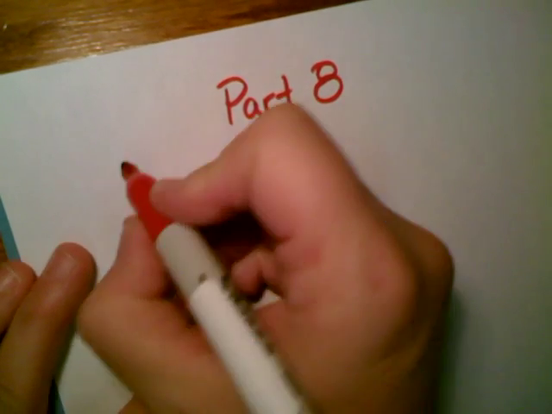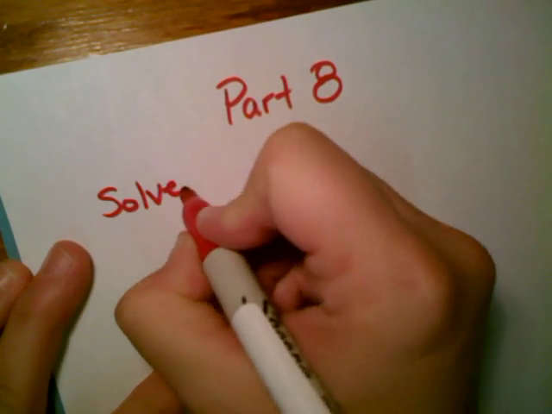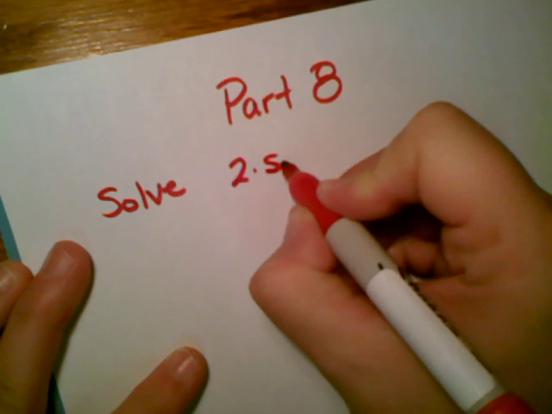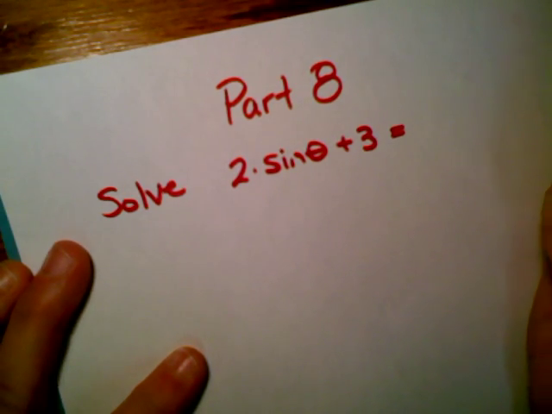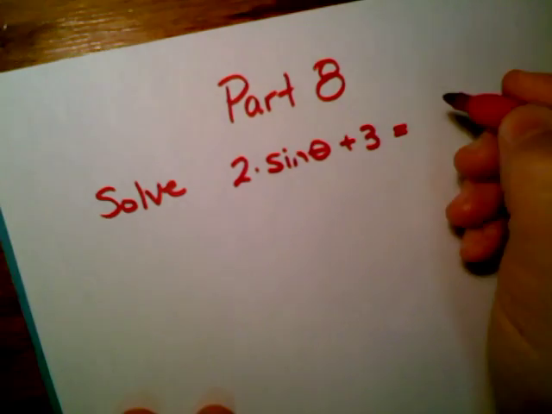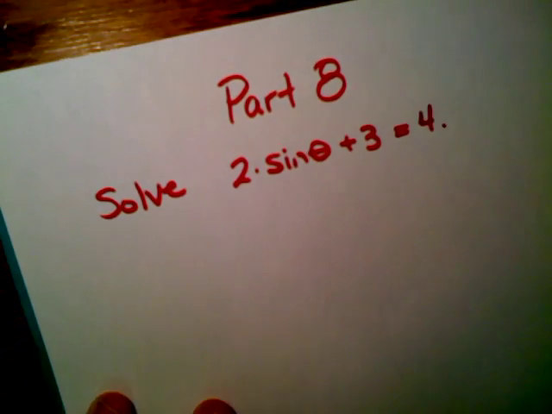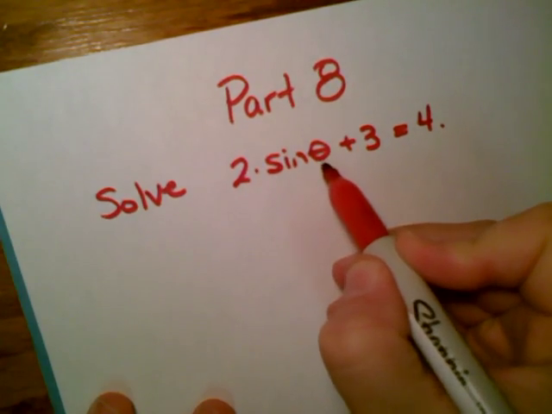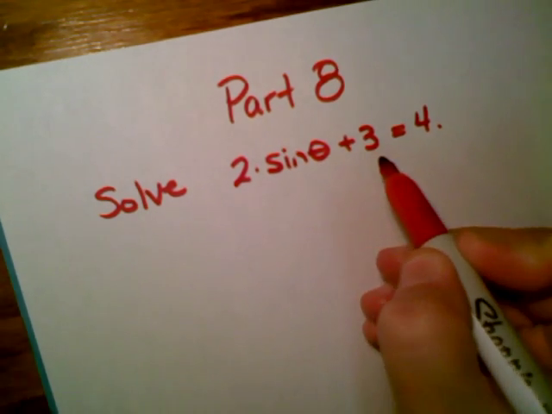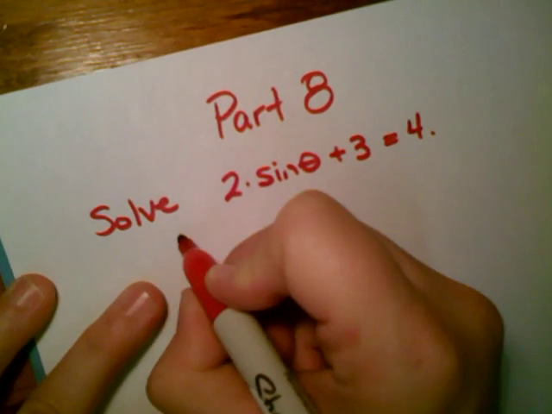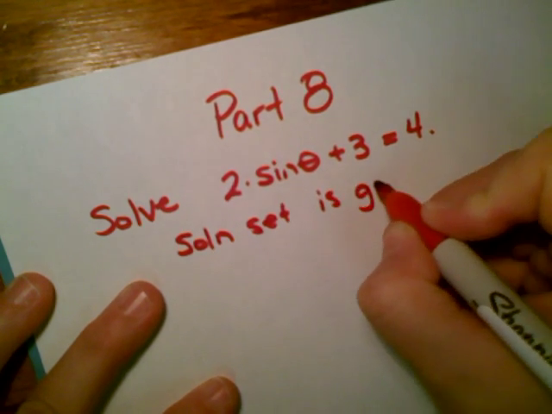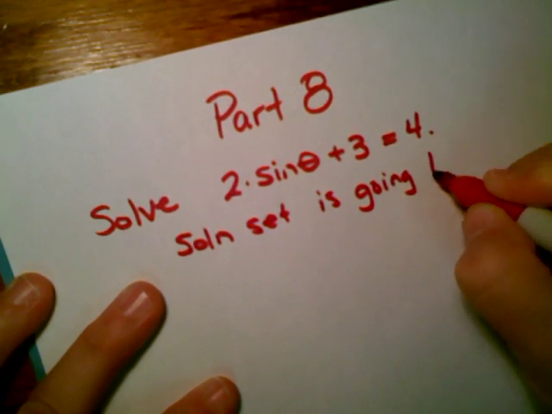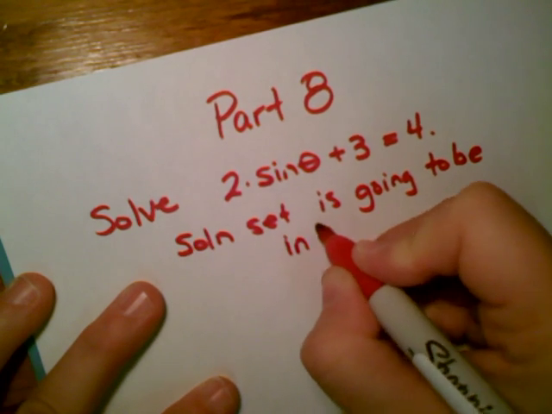In part 7, we had been solving a trig equation, 2 times sine theta plus 3 equals 4. And we wanted to find all real theta such that the left-hand side would be 4. Note that the solution set is going to be infinitely long.